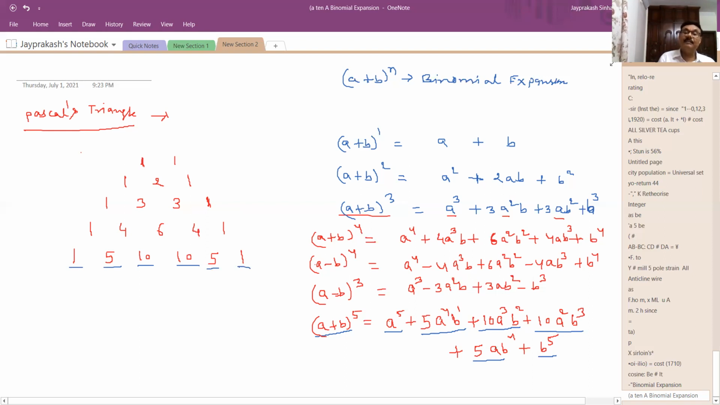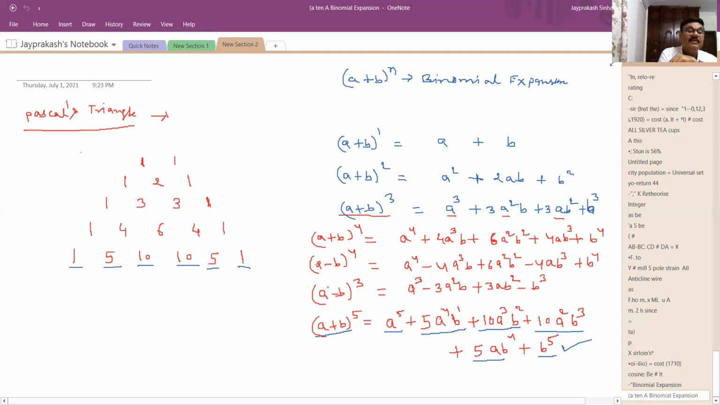Now reduce the power of a by 1. In our earlier term the power of a was 1, so when you reduce it, the power will be 0. Anything raised to the power 0 is 1, so a to the power 0 is 1. So leave it. Now increase the power of b by 1. In the previous term the power of b was 4, so now increase it by 1. So it will be b to the power 5. In this way we can write the binomial expansion of any power. Okay, this is a very good method to write the binomial expansion of any power.